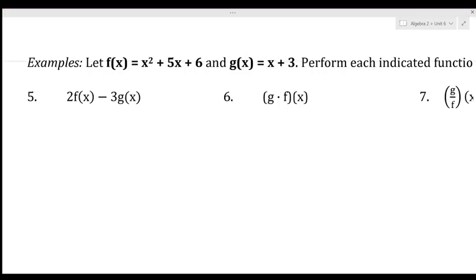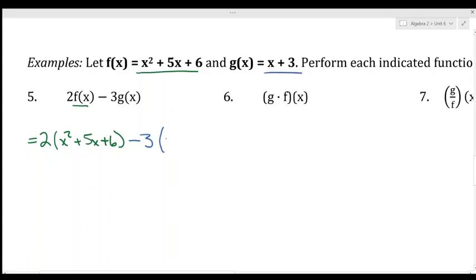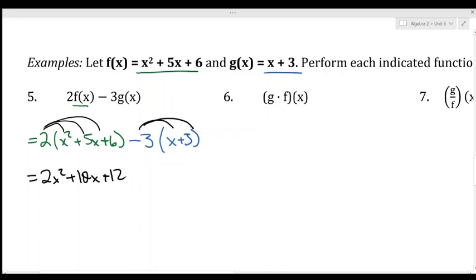I'll write this. So this is equal to 2 times our f of x, which is x squared plus 5x plus 6. And then we have this minus 3 times our g of x, so we have x plus 3. All right, so now we're going to rewrite this. We're going to distribute this 2 to all of our parentheses, so we get 2x squared plus 10x plus 12. Distribute this negative 3, we get negative 3x minus 9.